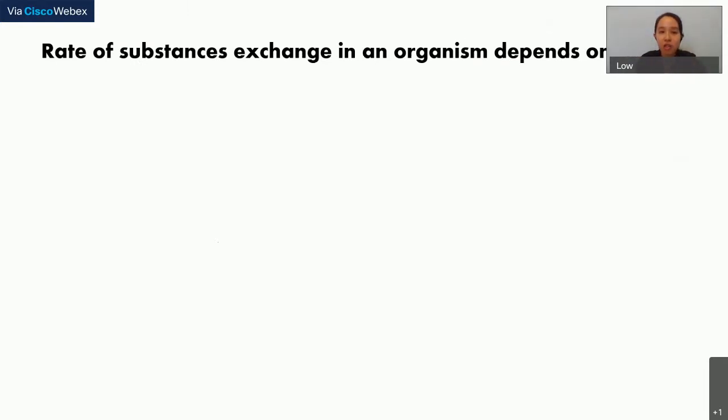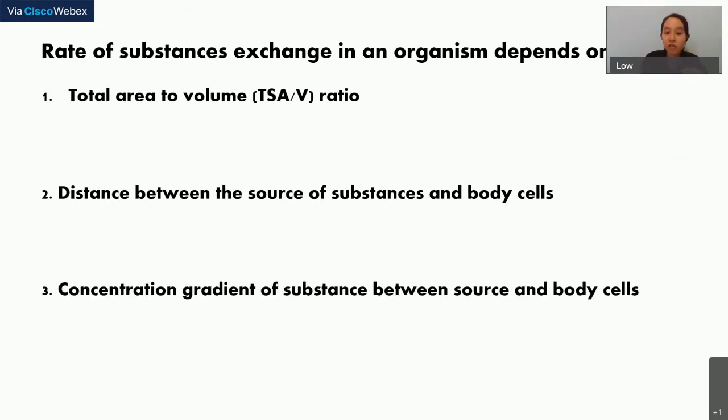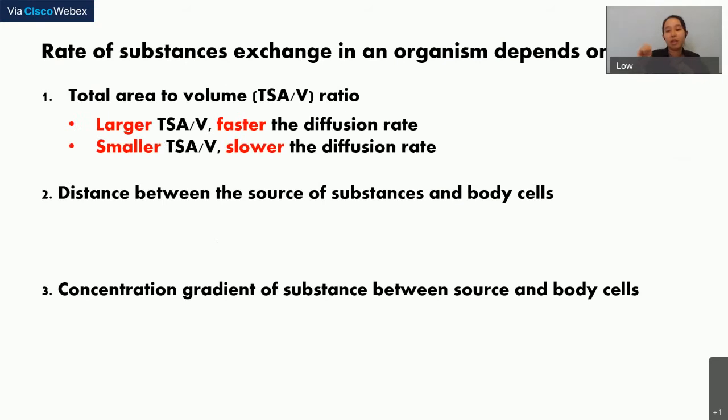So, the rate of substance exchange in an organism basically depends on three factors. First one, total surface area to volume ratio. Second one, the distance between the source of substance and body cells. And the third one, the concentration gradient of substance between source and body cells. For example, a unicellular organism which has a large total surface area per volume will have a faster diffusion rate. Vice versa for multicellular organisms.